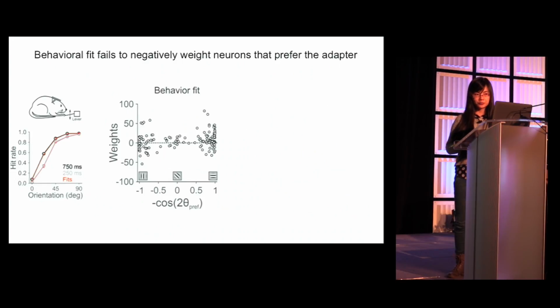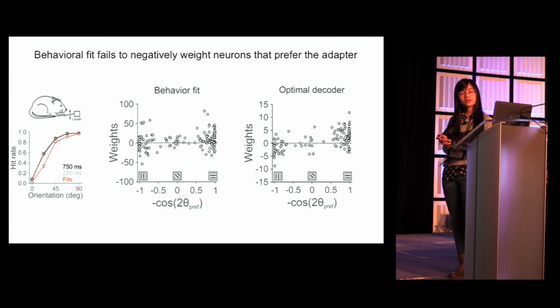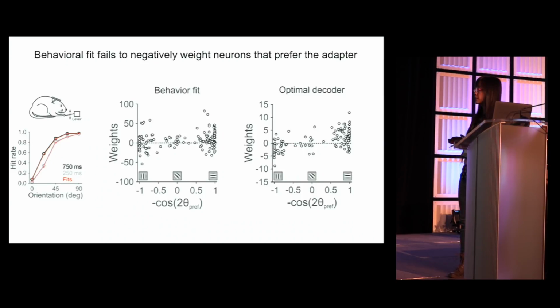To test whether this is true, we fit the neuron data to the animals' performance and found the weights across different tuned orientations. Indeed, we found that the weights of the neurons that prefer easy, big target changes tend to be positive. However, the weights for the neurons that prefer the distractor are not significantly different from zero. In contrast, we also found the weights of the optimal decoder, which can also be used to solve this task but predicts the opposite of the animals' performance. Similarly, this optimal decoder weights the big-target-change-preferring neurons positively, but it tends to negatively weight the distractor neurons.